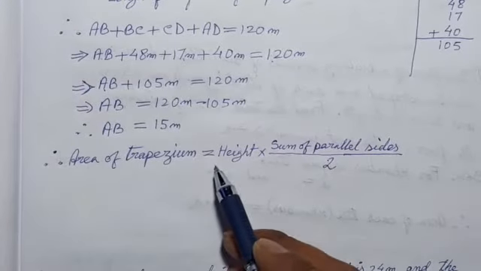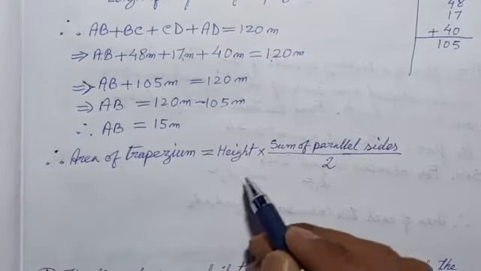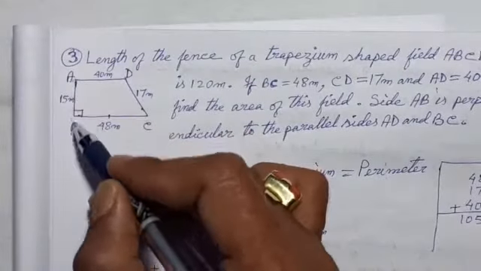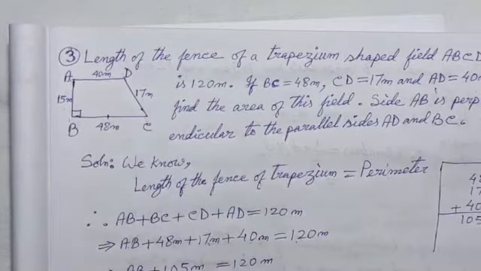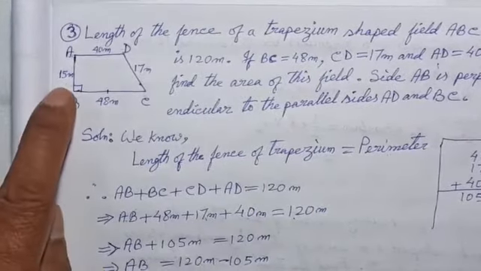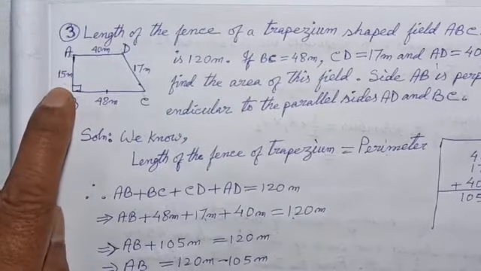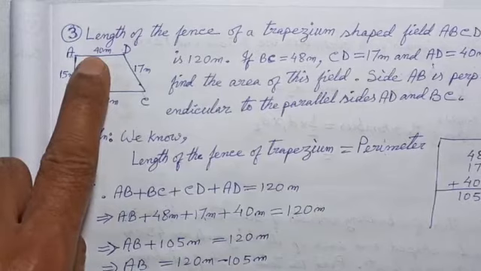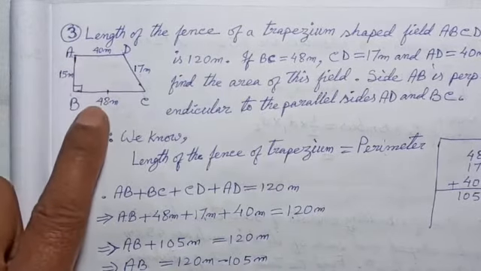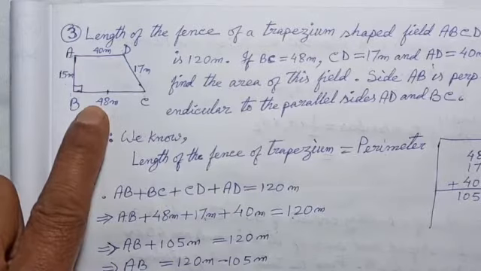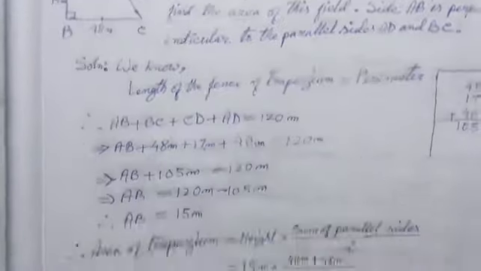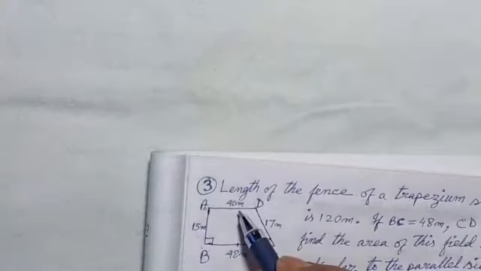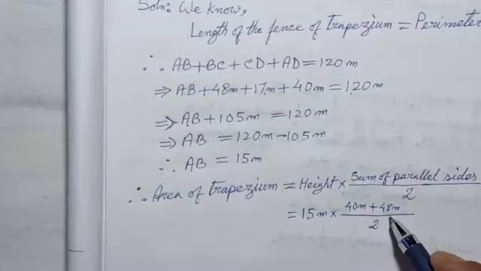Therefore area of the trapezium is equal to, this is the formula to find out area of a trapezium. Height into sum of parallel side divided by 2. Here in this figure AB is the height, and that is 15 meter. So height is AB, that is 15 meter, into sum of parallel side is 40 meter plus 48 meter, and this will be divided by 2.